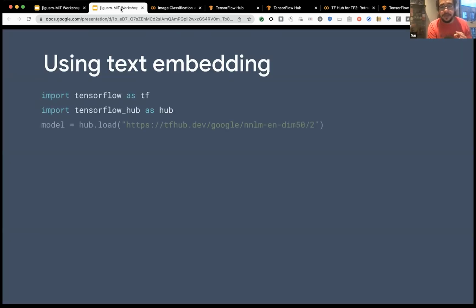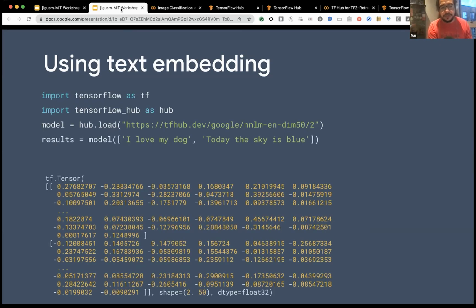So for example, here is one basic language embedding, NNLM. What's written there is that I'm loading this model from Hub. It has 50 dimensions, so each sentence will be converted to an array of 50 floats. If I give it these two sentences, it will return two arrays of 50 floats each, and those are the embeddings of my sentences. I can use this to do sentiment analysis, for example. I can say both sentences are kind of positive, right? The one with "the sky is blue", depends.